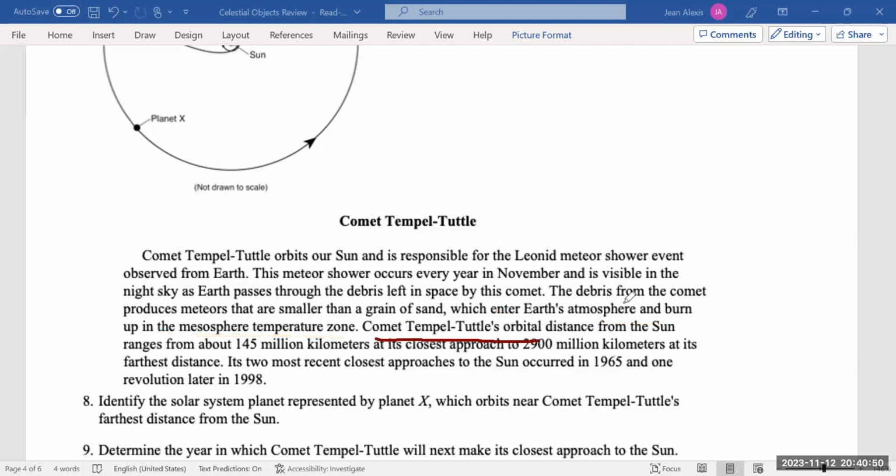Comet Temple-Tuttle's orbital distance from the sun ranges from about 145 million kilometers at its closest approach to 2,900 million kilometers at its farthest distance. Every time I see numbers, you just want to highlight that. What do these numbers mean? 145 million kilometers at its closest approach and 2,900 million kilometers at its farthest distance. All right, let's keep that in mind. Its two most recent closest approaches to the sun occurred in 1965 and one revolution later in 1988.